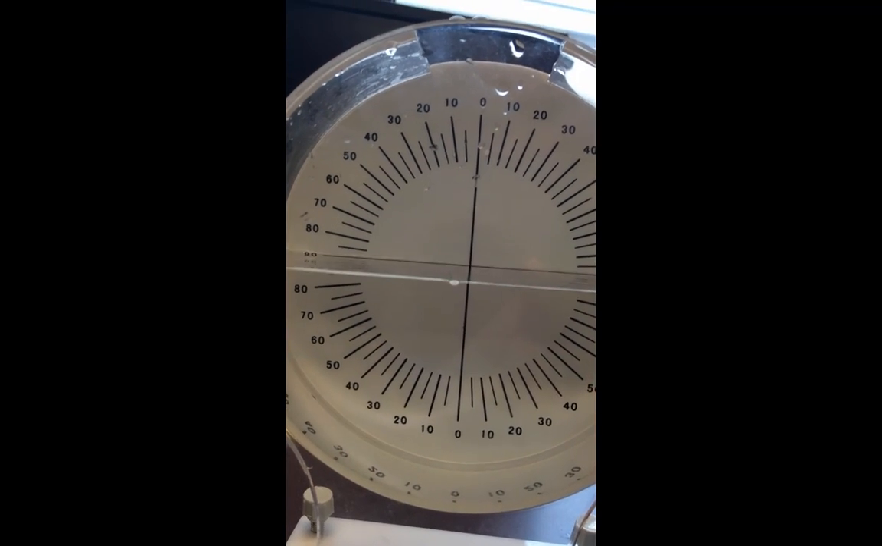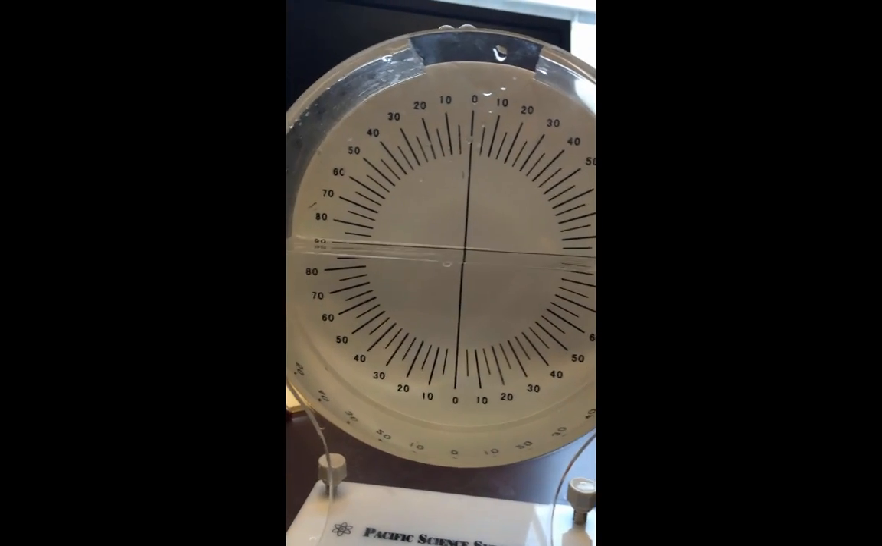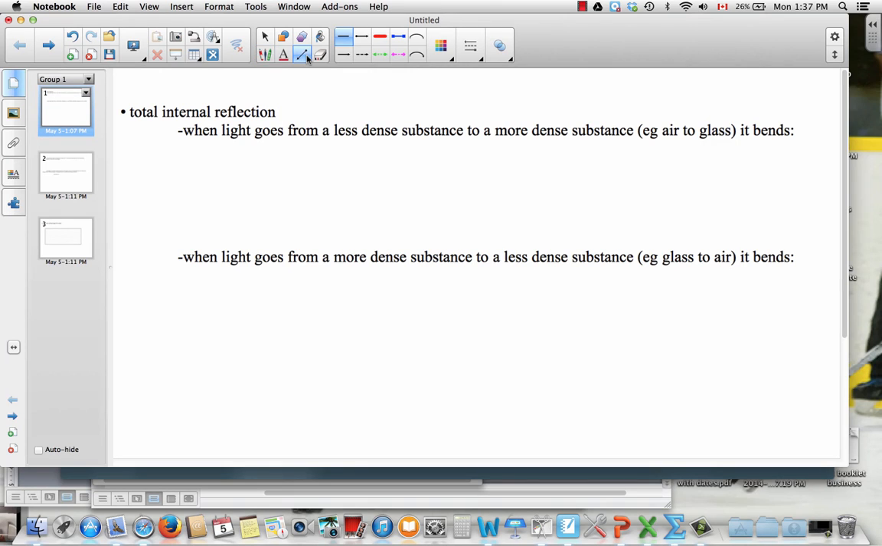There's no refracted wave at this point. That's total internal reflection. Okay, so let's study this mathematically. When light goes from a less dense substance, say like air, into glass, then it bends towards the normal. So if this ray is here in the air, then when it goes into the glass, it will have a smaller angle than it was in the air.